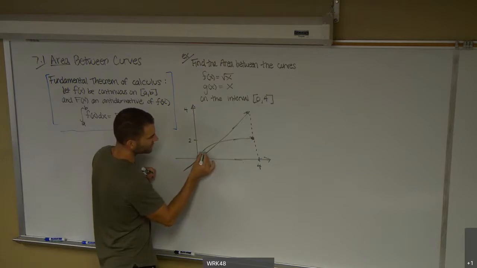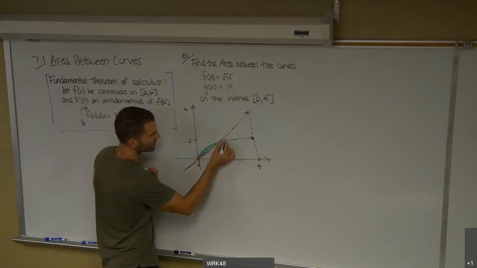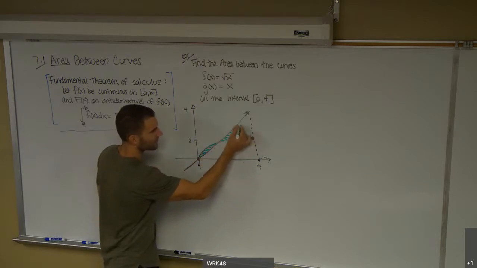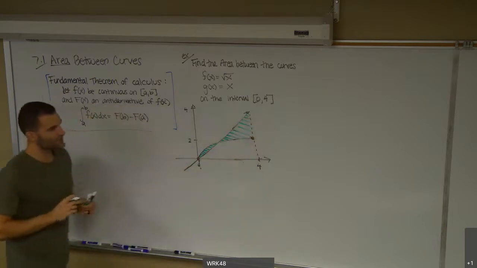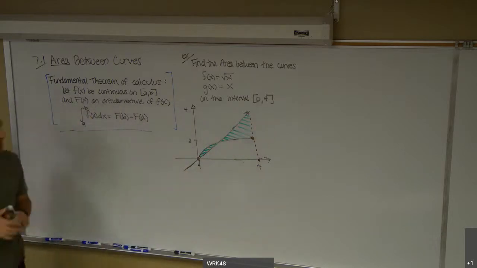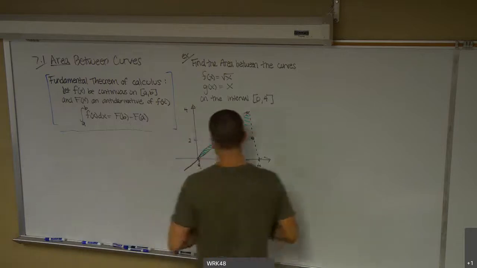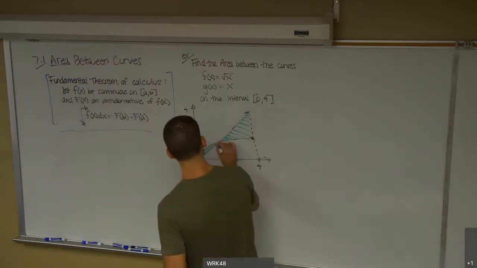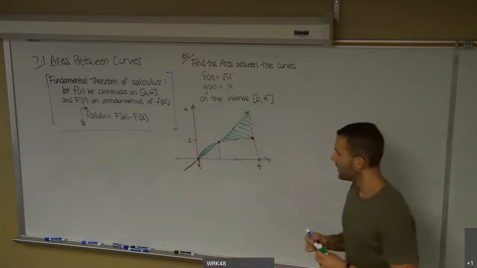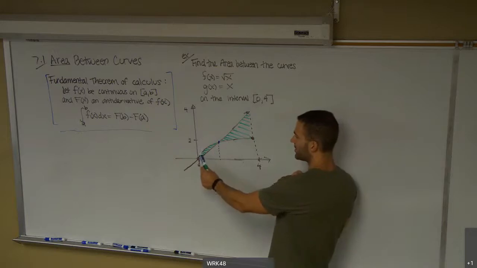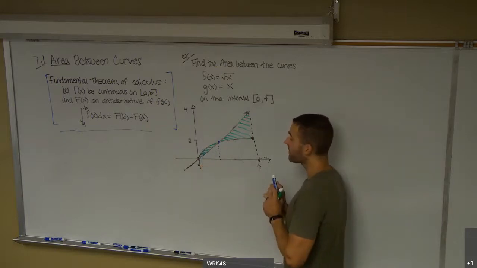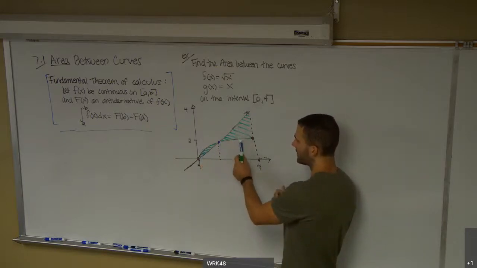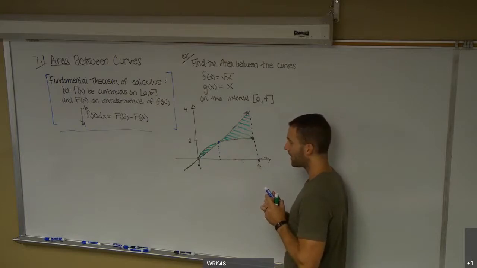In fact, we have two kind of portions in which we need to measure. And just like we saw in the last video, it's very important to understand that I can't simply integrate from 0 to 4 because the curves cross here at this point. Before this blue dot, the square root graph is above the x graph. After this blue dot, the x graph is above the square root graph.